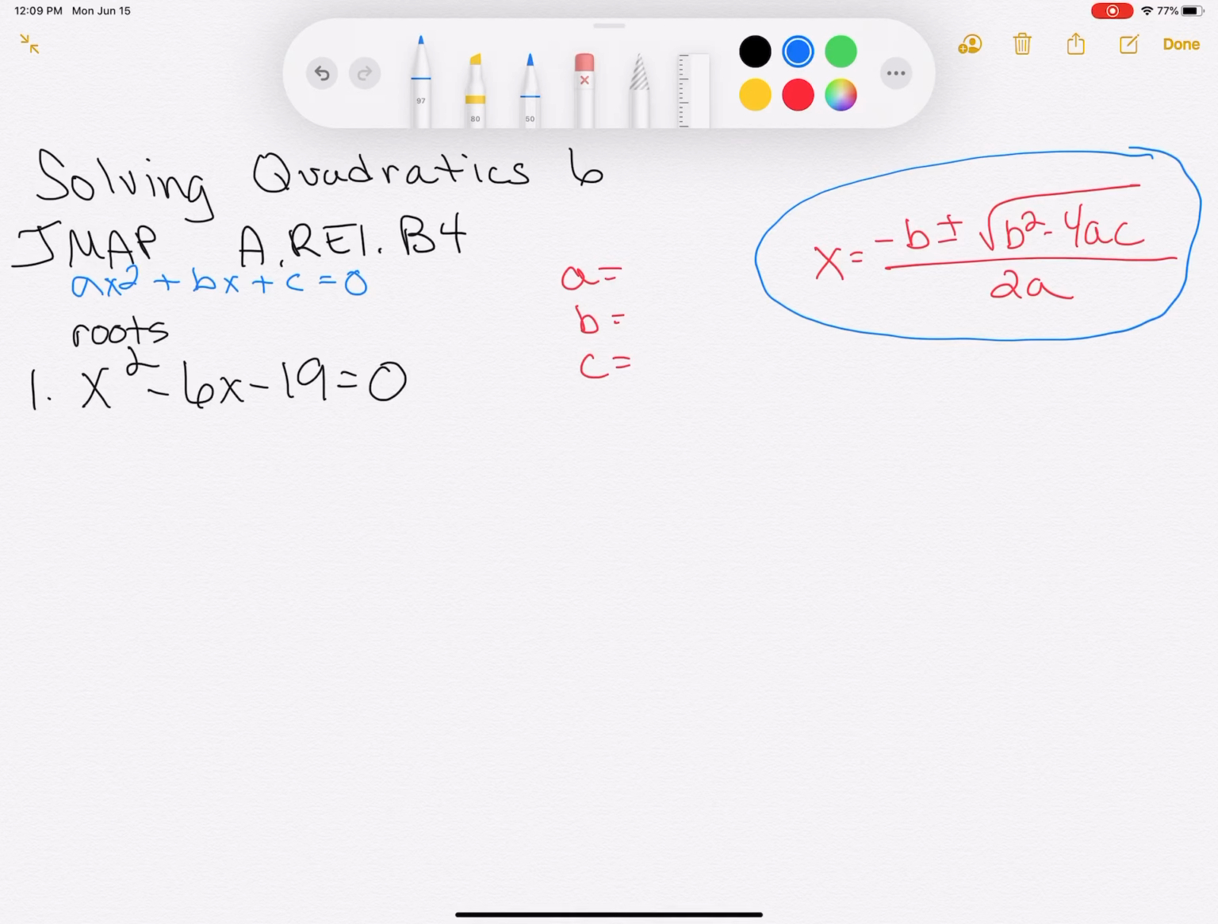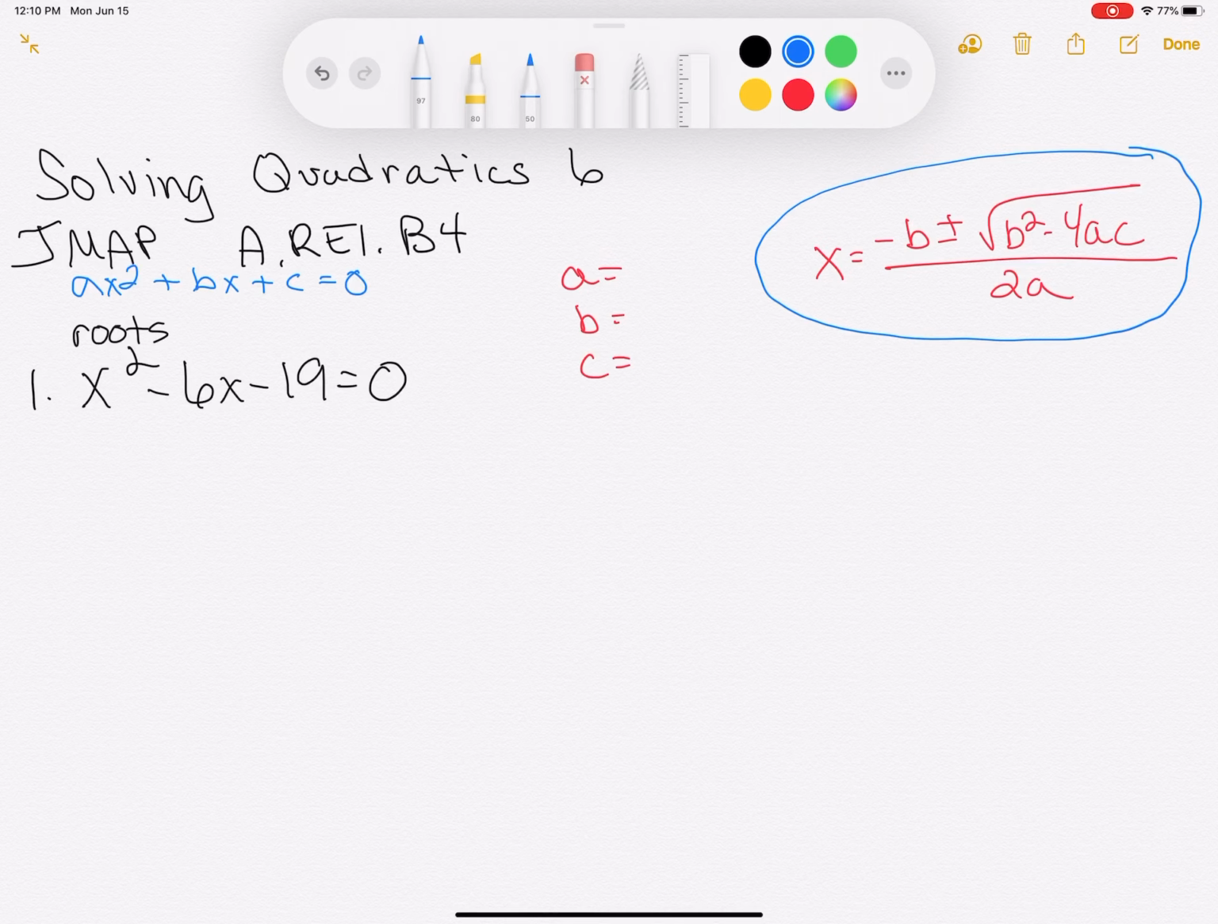Again, this is the second video on solving quadratic equations using the quadratic formula. X equals negative b plus or minus the square root of b squared minus 4ac all over 2a. And we have to use the quadratic formula because they're asking us to find the roots of x squared minus 6x minus 19, and it is not factorable. There are no factors of 19 that when you multiply them together will give you a negative 19, and when you sum them will give you a negative 6.